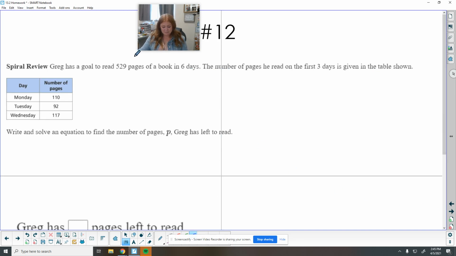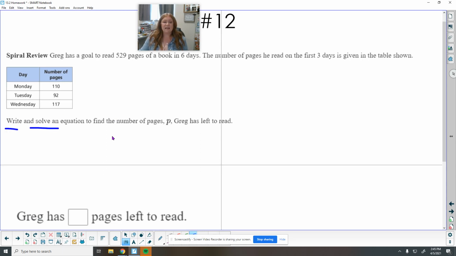Okay, last problem here is number 12. It tells us that Greg has a goal to read 529 pages of a book in 6 days. The number of pages he read on the first 3 days is given here. So Monday, Tuesday, Wednesday. Write and solve an equation that tells us how many pages Greg has left to read. So first we need to know how much he's read. So what would we do to find out his total so far? We are going to add these together.